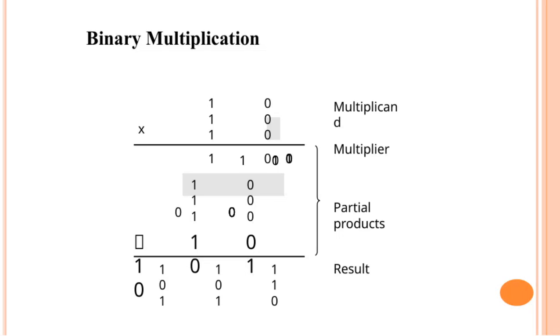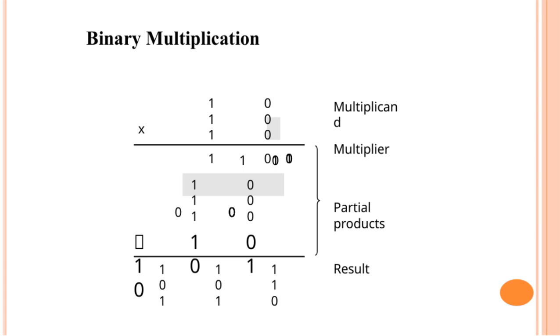Here, we're looking at binary multiplication, which works similarly to decimal multiplication but uses only zeros and ones. The multiplicand is the number we're multiplying, and the multiplier is the number we multiply by.